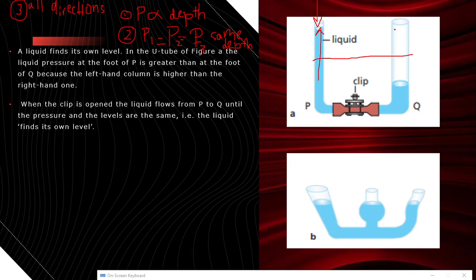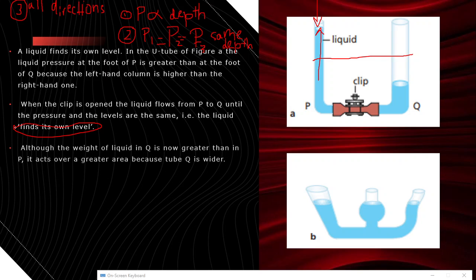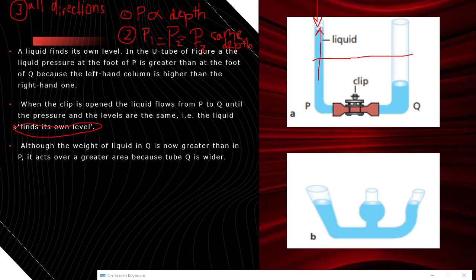So in this case, as both of these tubes are open to the environment, we can assume that they both are at the same pressure, and hence when the clip is open, they'll find their own level. So this is our fourth point, that the liquid finds its own level. Moving on, although the weight of liquid in Q is now greater than that in P, it acts over a greater area because Q is wider. So it explains both in terms of finding its own level and also in terms of the pressure formula that we've already studied, that pressure is equal to force divided by the area.